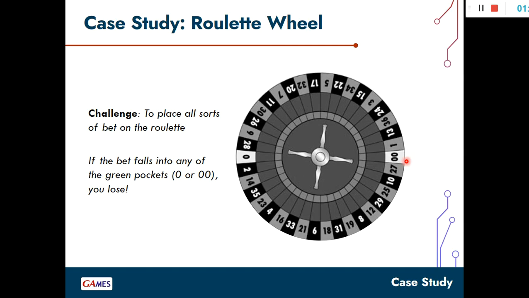So the probability of a green happening is 1 over 19, which is 0.0526. For black or red, you have 0.4736 or 37. Then what's the probability of getting 39? What's the probability of landing in a 39 pocket?